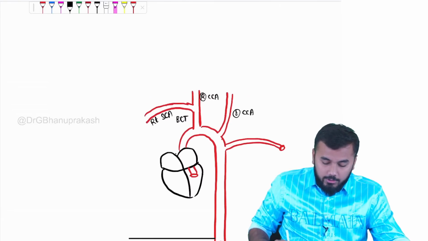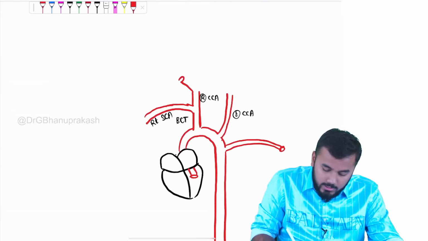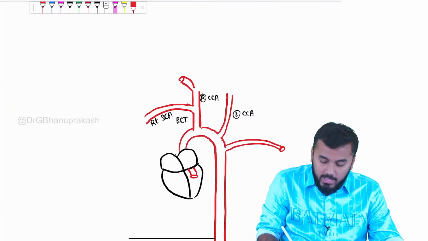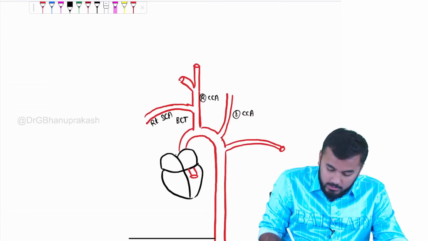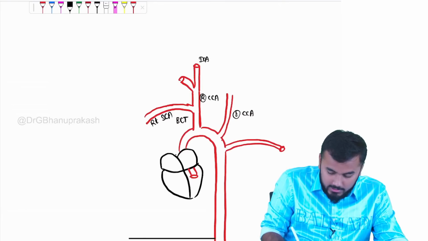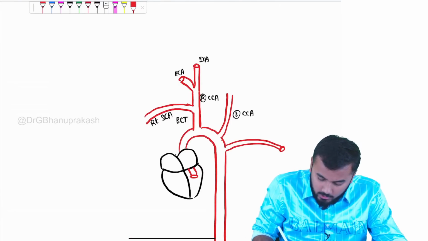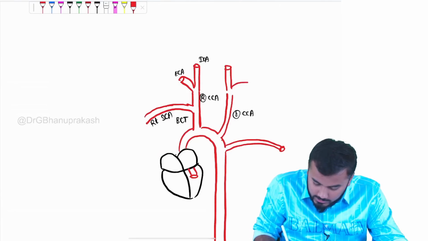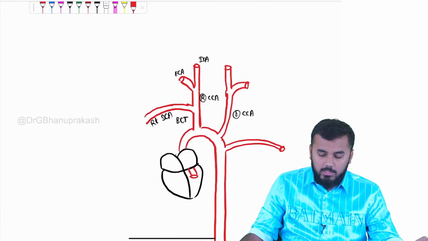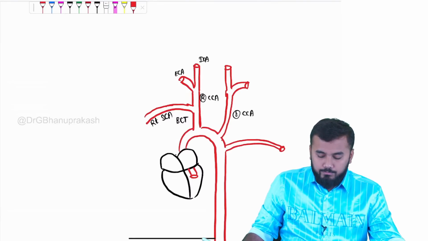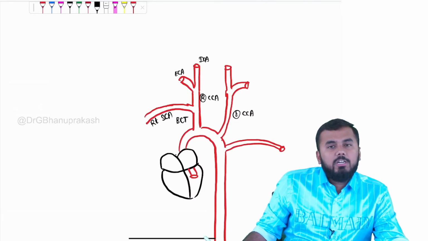Now, these common carotid arteries, they in turn divide into two branches. One is called external carotid artery, which is going away, and which is going up and inside is called internal carotid artery. The same picture on the other side also. Now look here. These are the branches here. Now, what is the important thing you need to know?